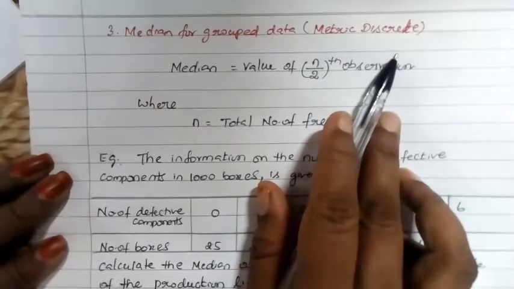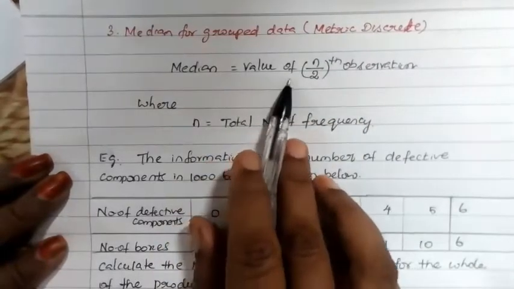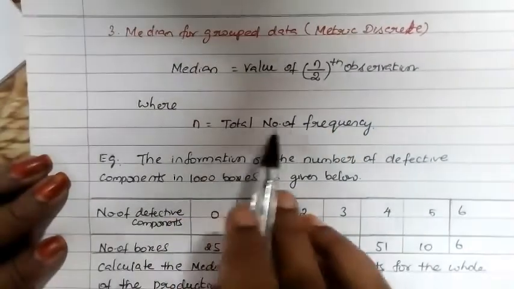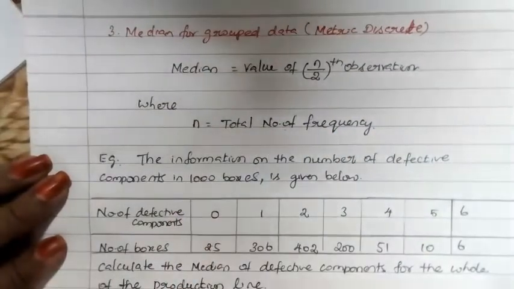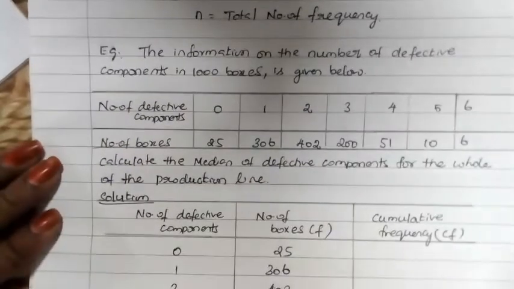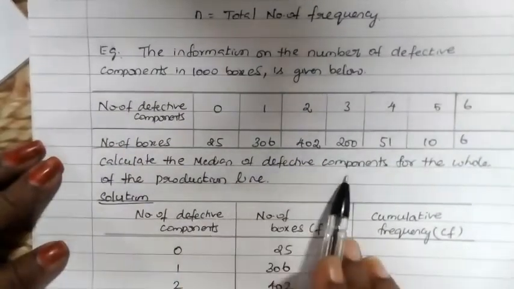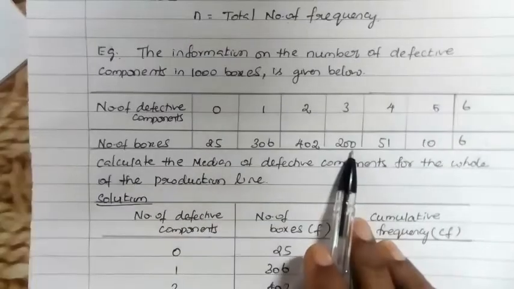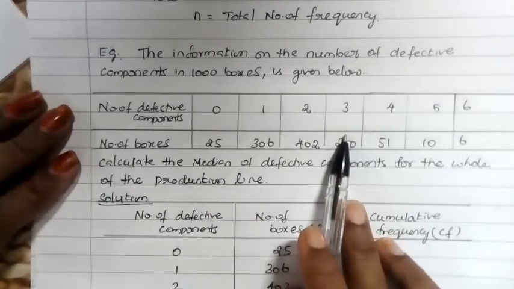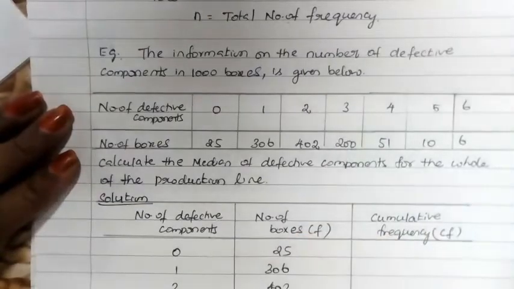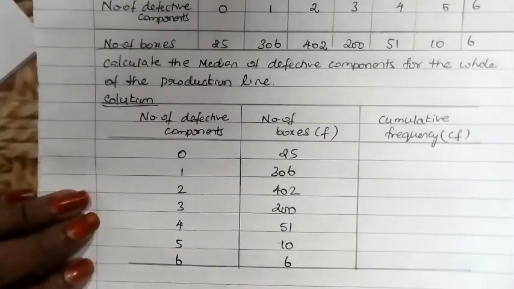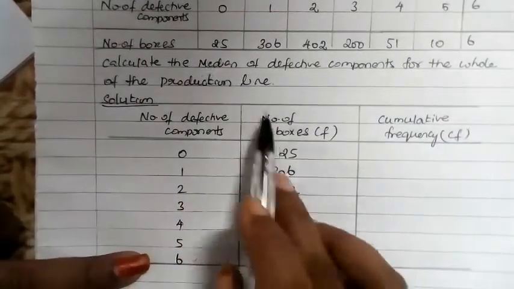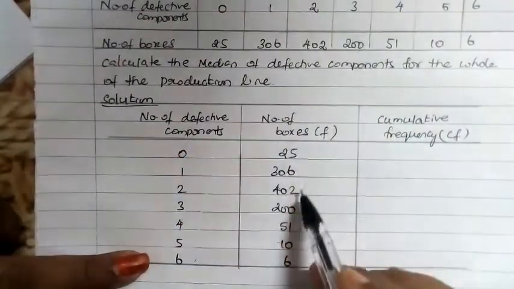Here we are going to find out the median for grouped data, which is metric discrete. The formula to find out the median is the value of n by 2th observation, where n is the total number of frequency. Here is an example. And here we have to calculate the median of defective components for the whole of the production line. To find out the median, first we have to rearrange this tabular column in such a way to find out the cumulative frequencies. I have noted the value of the number of defective components in the first column and the number of boxes in the second column.